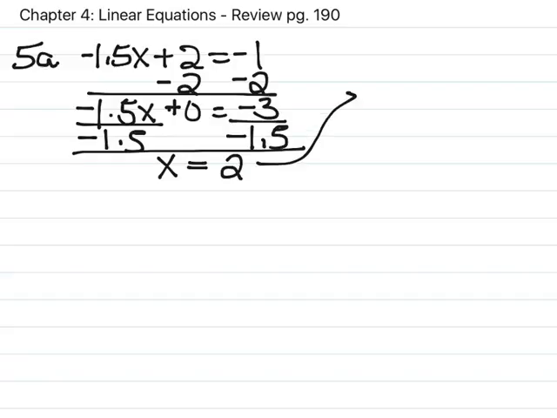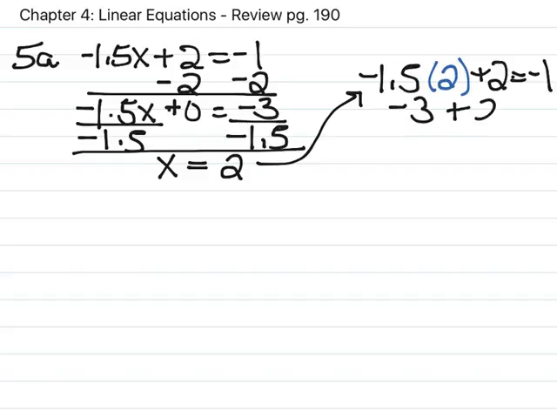So to check it, you go negative 1.5 times 2 plus 2 equals negative 1. Negative 1.5 times 2 is negative 3, plus 2 is negative 1, this is negative 1, so it works.